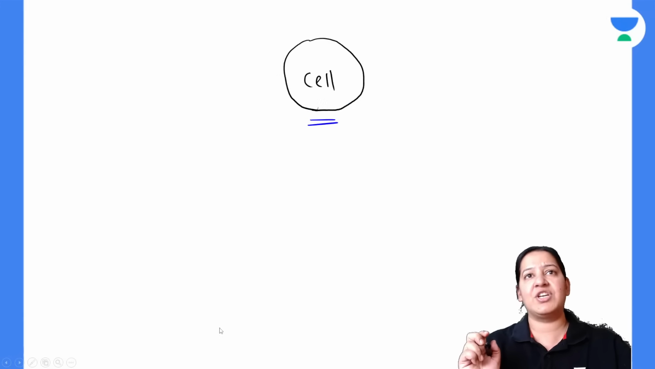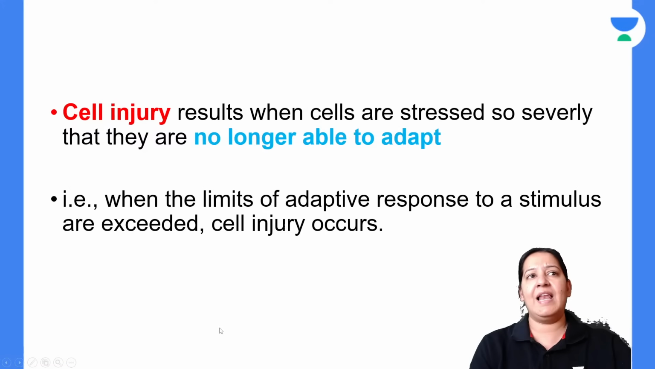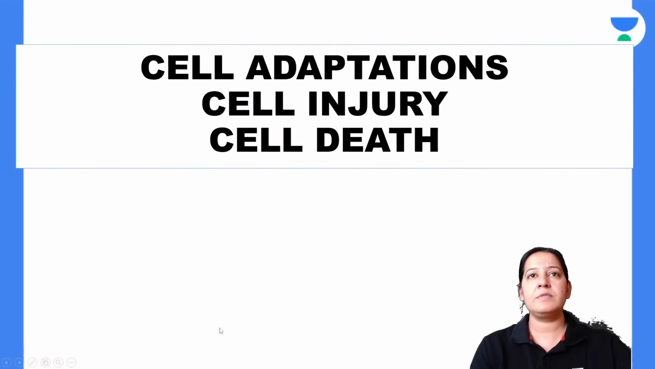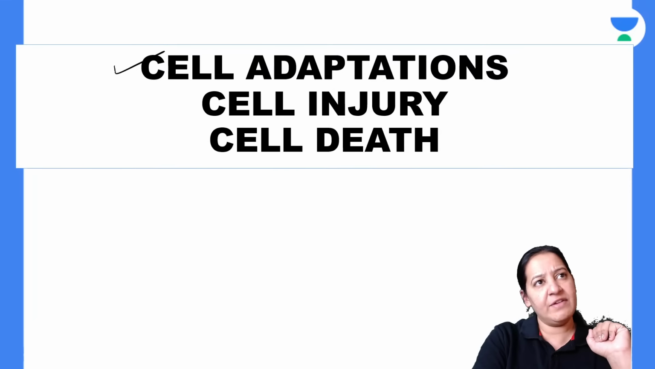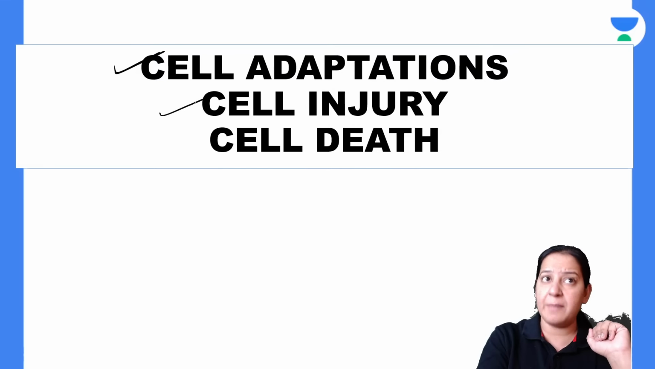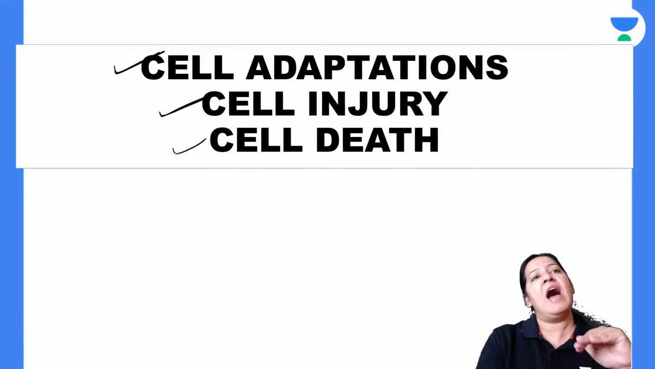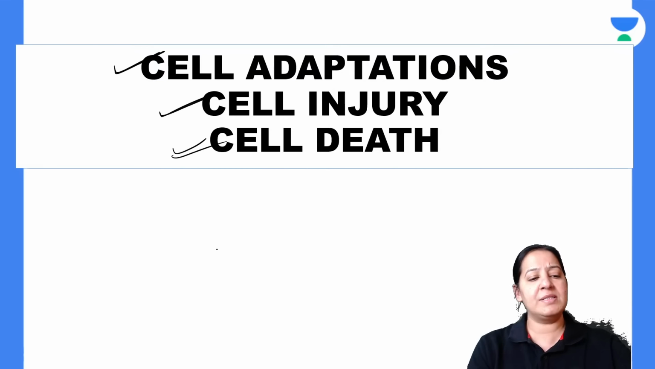So in the last lecture, we have already covered the cell adaptations, right? In short, we have to study 3 chapters one by one. In the last lecture, we covered adaptation. In this lecture, I am going to cover injury. In the next lecture, I will cover cell death. So there are 3 portions in this chapter, right?